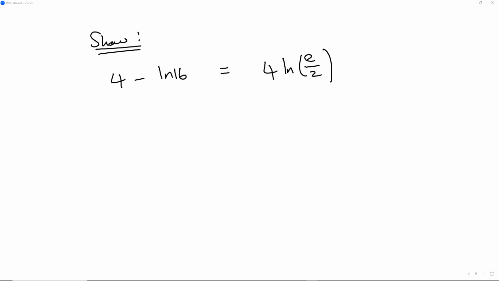This one here involves natural logarithms. See if you can prove that the left-hand side equals the right-hand side. Okay, try it first.